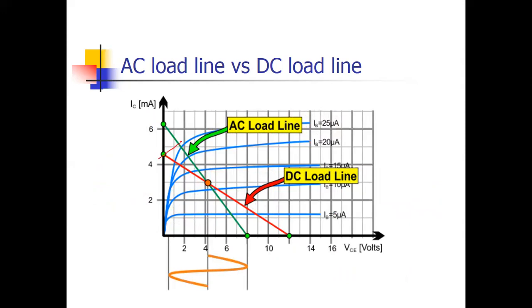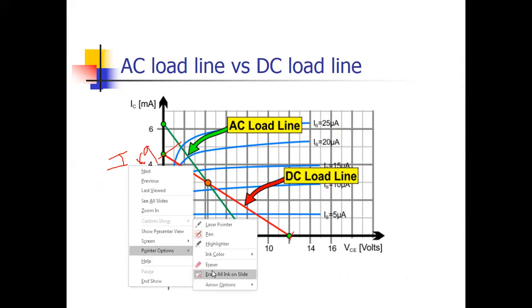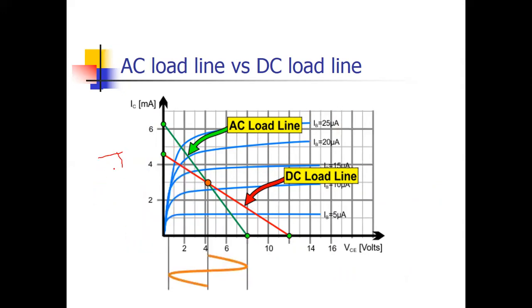See the difference. The red one is your DC load line. This was your ICQ, that is VCC upon this. Wait a minute. This is your quiescent current ICQ, and this is your quiescent voltage VCEQ. This one. This was your ICQ, and this is your VCEQ.